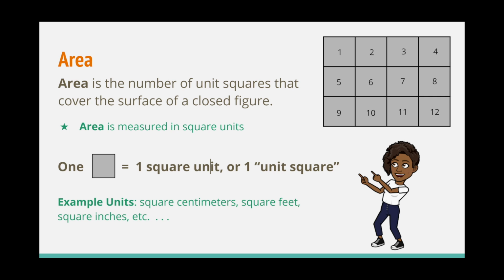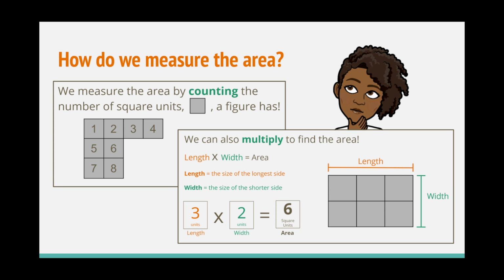We've been learning about area. Area is the number of unit squares that cover the surface of a closed figure, and we measure area in square units. So we're counting all of those squares or boxes. How do we measure the area? We measure the area by counting the number of square units, or the number of squares.